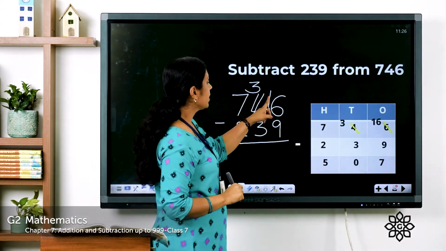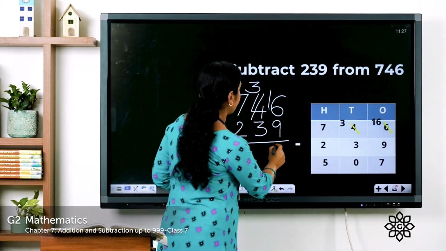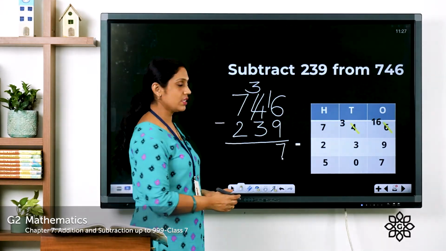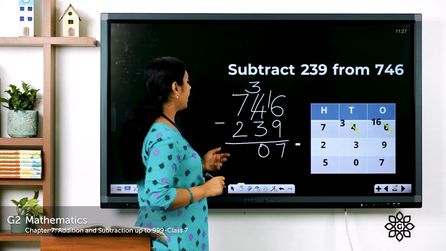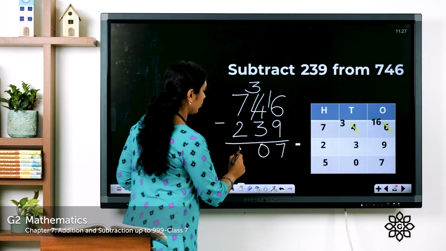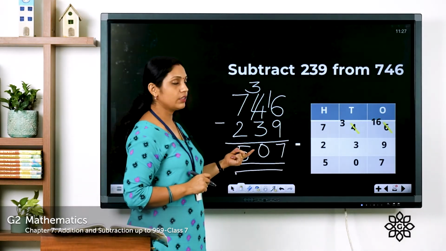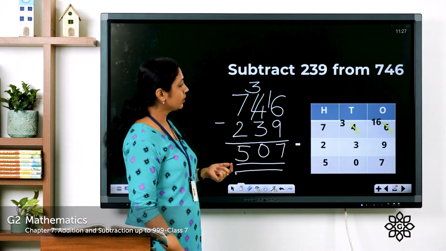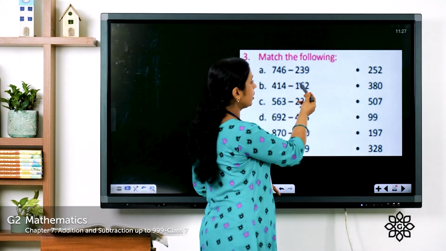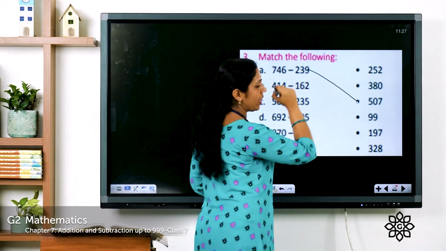Now we have to subtract 16 minus 9. So 16 minus 9 is 7. Now we have in the tens place 3 minus 3. So 3 minus 3 is 0. And in the hundreds place we have 7 minus 2, that is 5. So we get the answer 507. So we have to find out the number 507 in your textbook and match it. So the first question, 746 minus 239, we get the answer 507. So you can draw a line and match it.